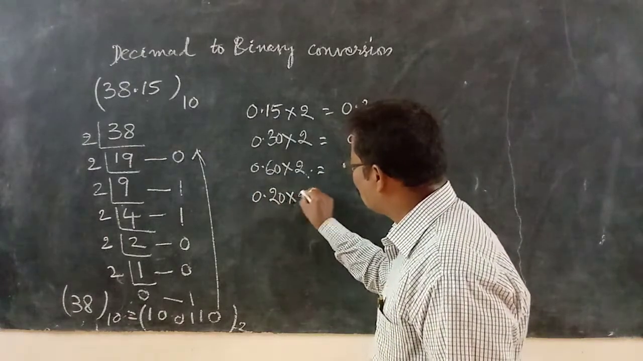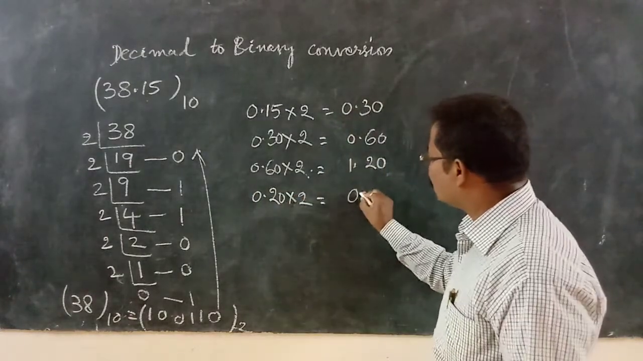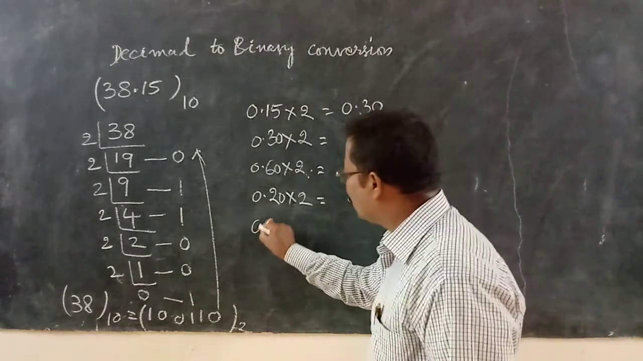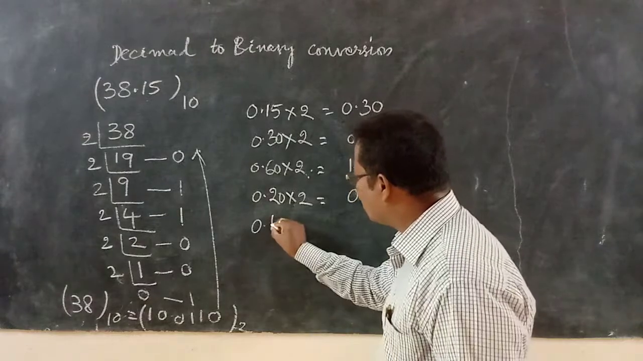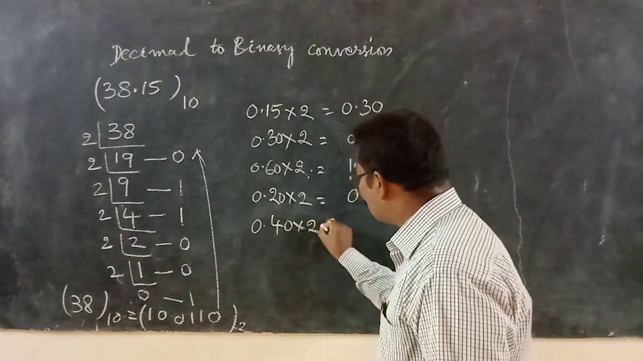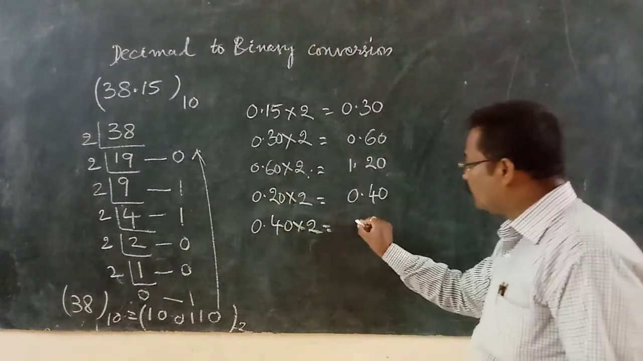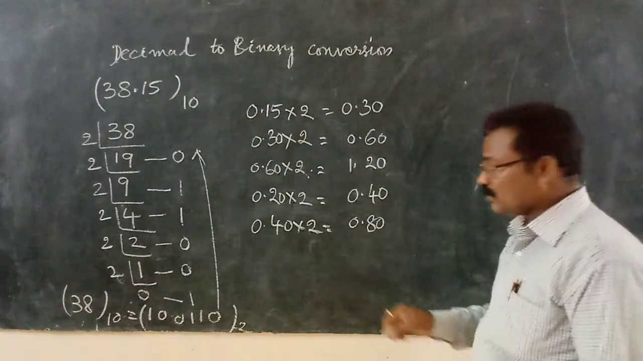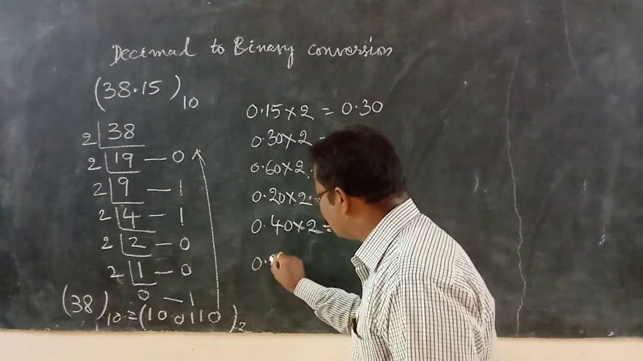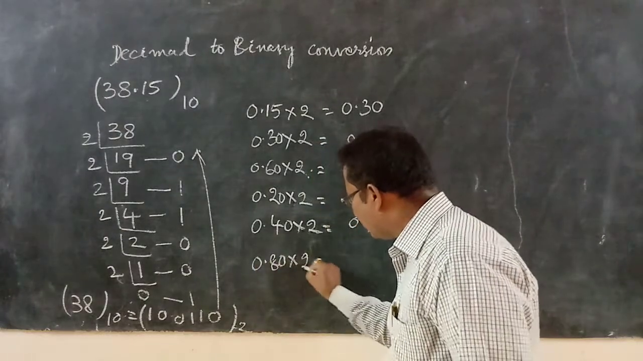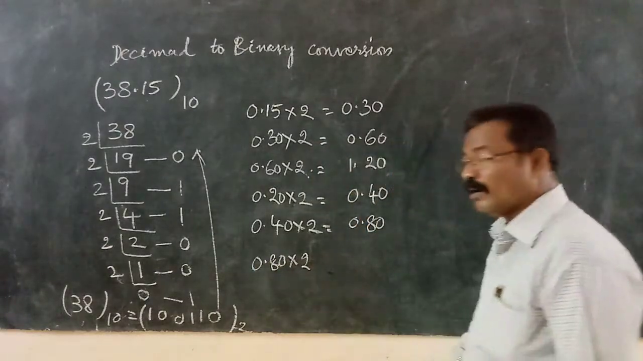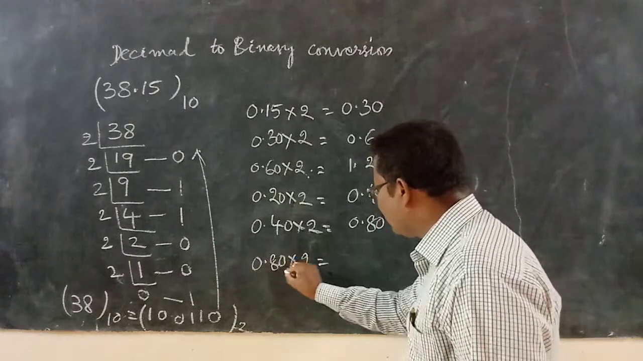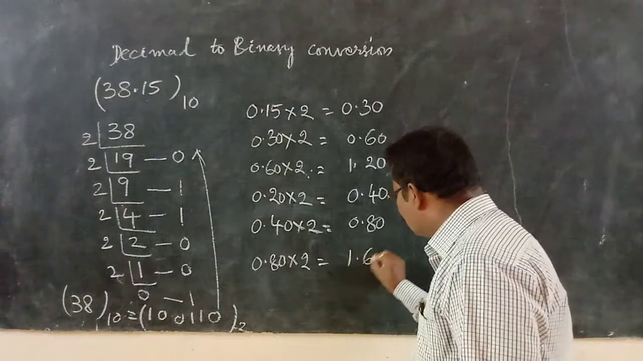0.20 into 2 is equal to 0.40. Again take the fractional part, 0.40, into 2. That is equal to 0.80. Again take the fractional part, 0.80, and multiply with 2. That is equal to 1.60.